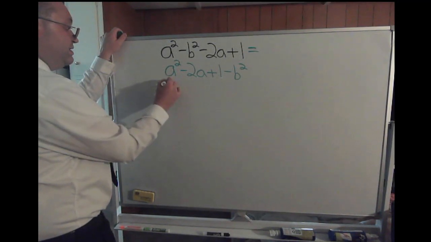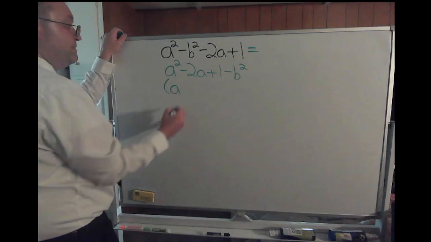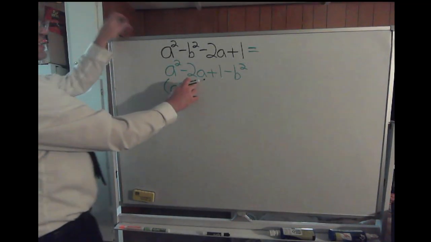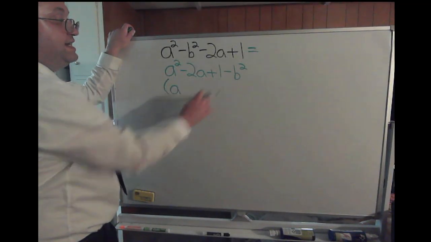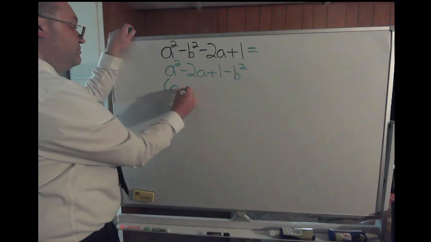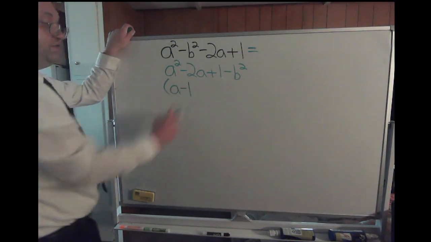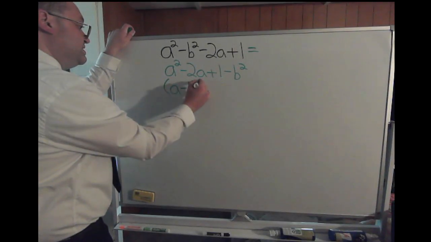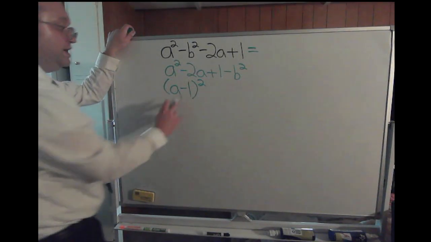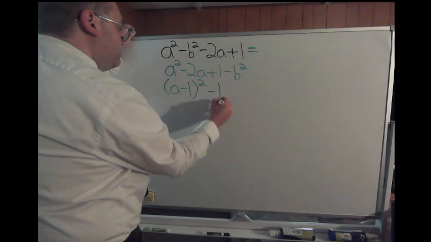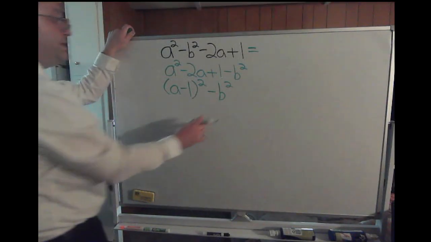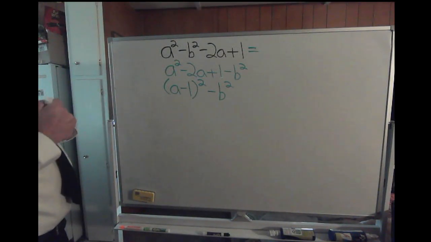Square root of a squared, that's going to be a. Now you have a negative sign for your middle term, so you need to find a negative root of 1, which would be negative 1. Now if you take 2 times a times negative 1, you get negative 2a. So this is another binomial square. You get a minus 1 squared, that quantity minus b squared. Now you got something you can work with.